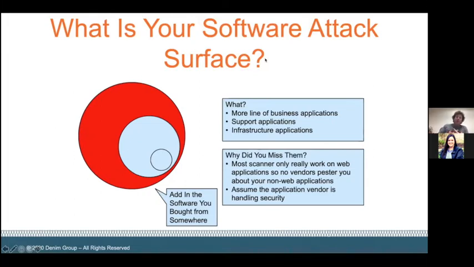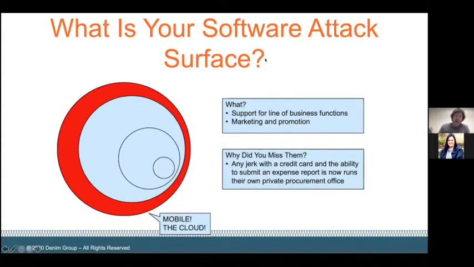Then looking even more beyond that, right? Then you also have software that you bought from somewhere. Again, lines of business have procured this. Maybe there's support applications, infrastructure applications, and why'd you miss these up to this point? Again, a lot of the scanners are really looking for web applications, and so vendors might not be asking you about your non-web applications. You're assuming that your application vendor is handling security for those applications. That assumption may be totally justified and appropriate, but it's still an assumption that it's appropriate to check.